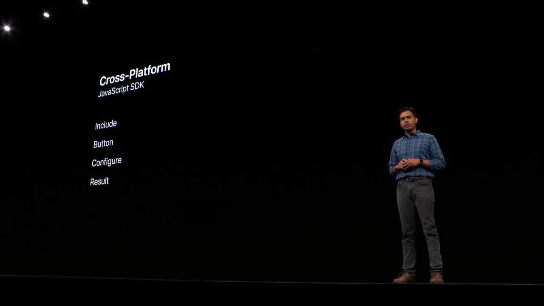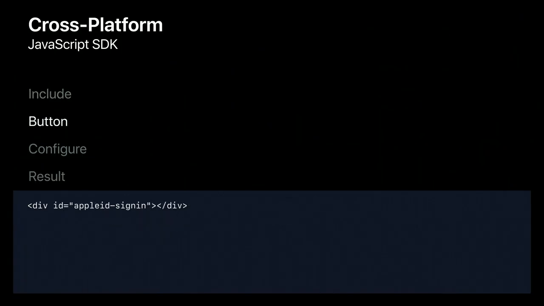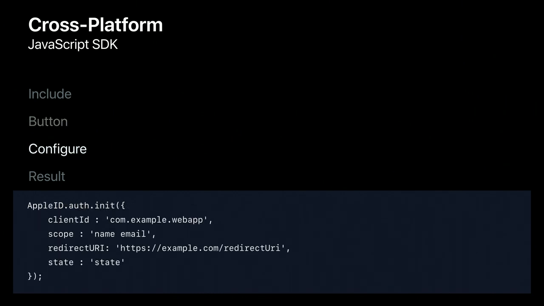Integrating with the JavaScript library is just 4 easy steps. You start with including the JavaScript library in your HTML, as shown. A simple div renders the button. You can style it with many parameters to customize the fit to your site. Configure it with parameters like whether you want name, email, and your redirect URI.